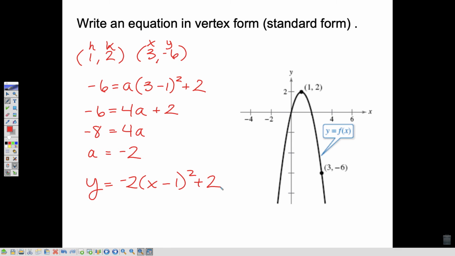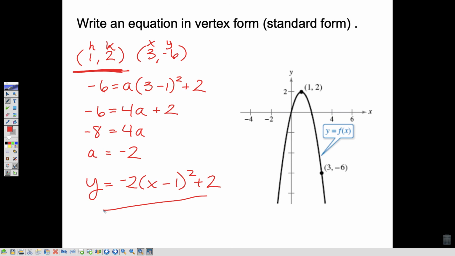Okay, when you do this, it helps you write your equation easier and not make a mistake of putting your X and your Y in for your H and your K, if you label them. Does that make sense? How did I get -8? I subtracted 2.